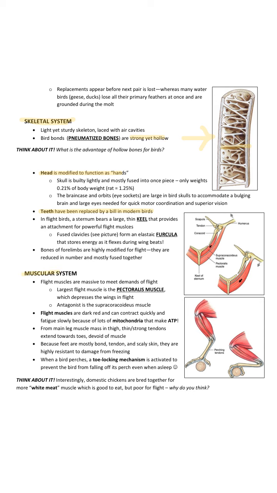Okay, the muscular system. Birds are actually relatively muscular, and their flight muscles, the muscles they use for flight, must be able to meet that high energy demand that's going to be placed on them. So the largest flight muscle that we see in a bird is the pectoralis muscle, and this depresses the wings in flight. Now, pectoralis muscle, many of you are probably thinking, you kind of know where that is. That would be like the bird's chest muscle.